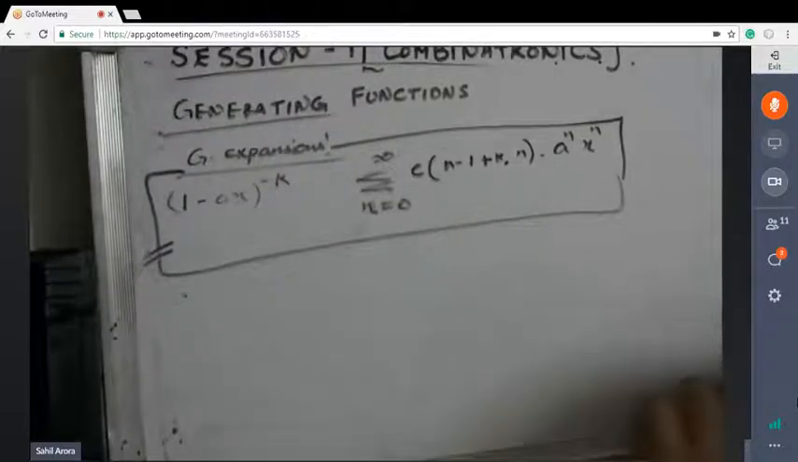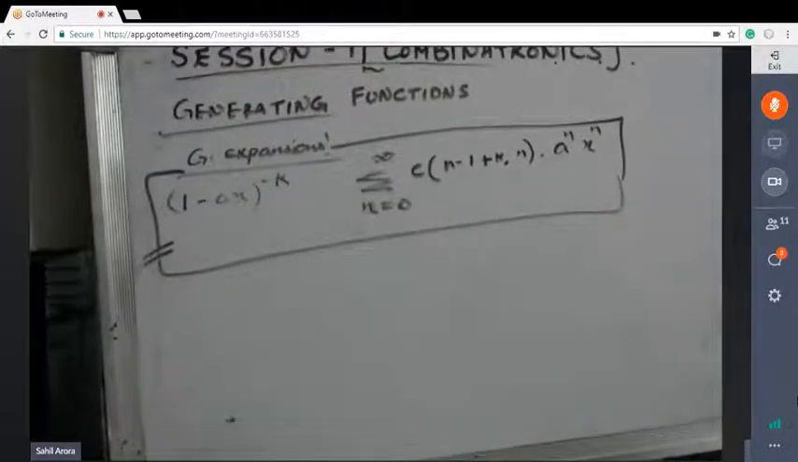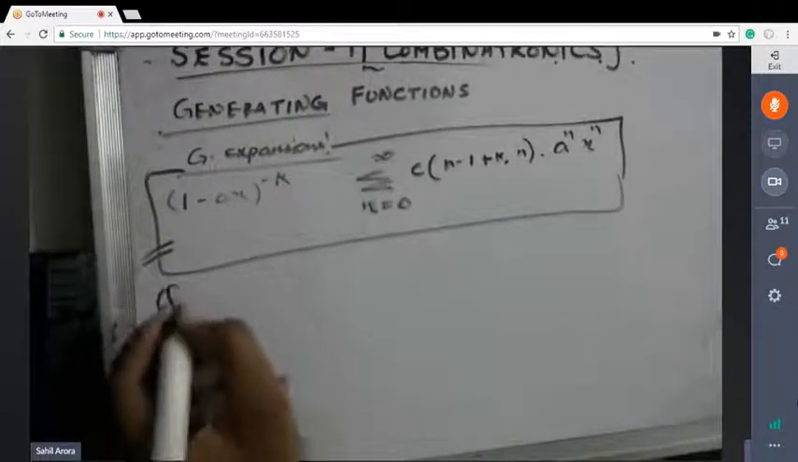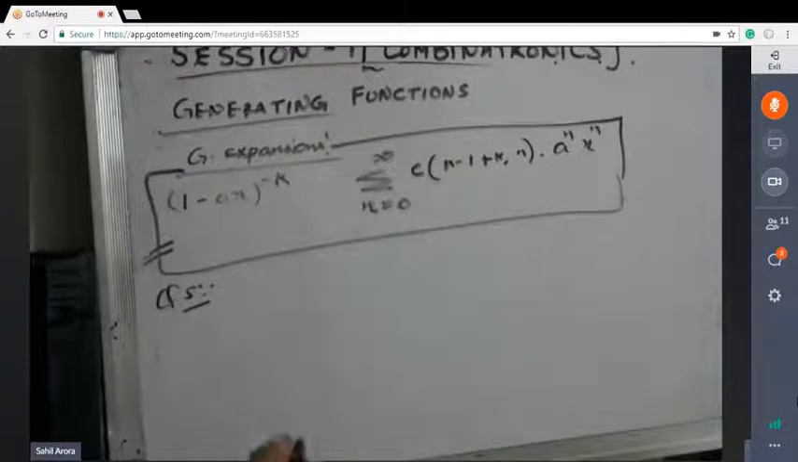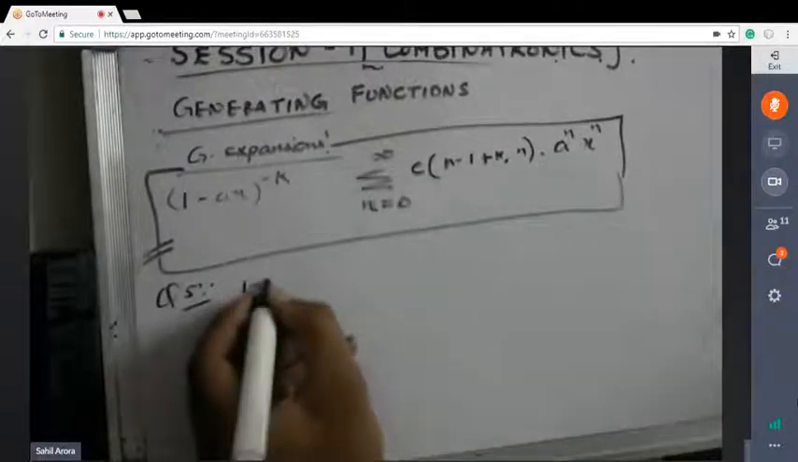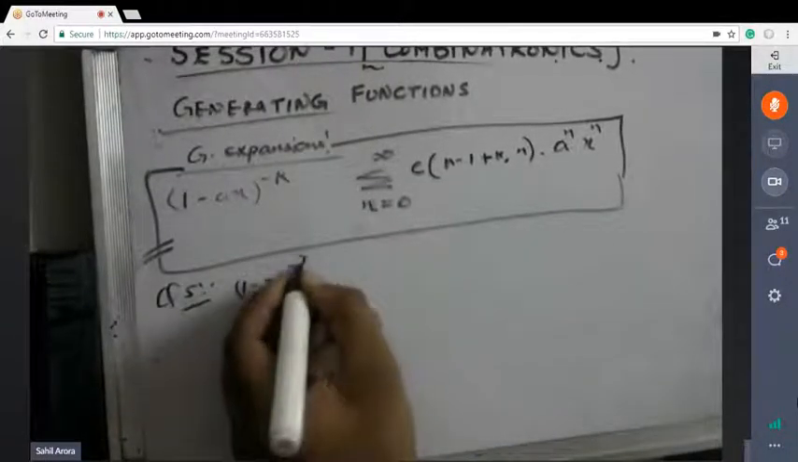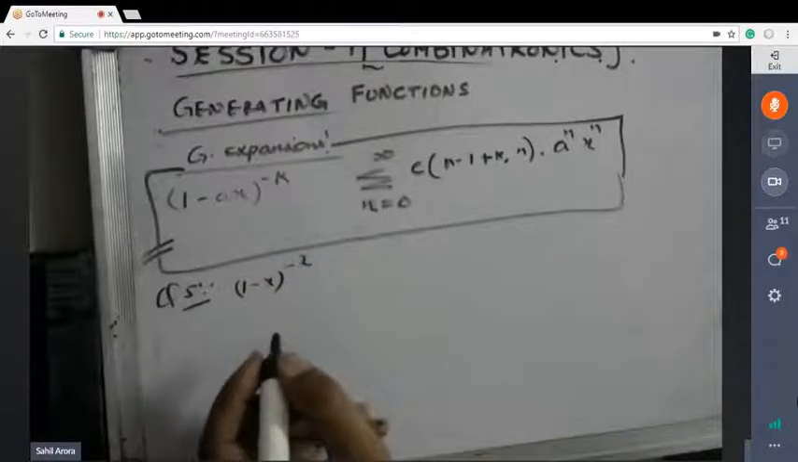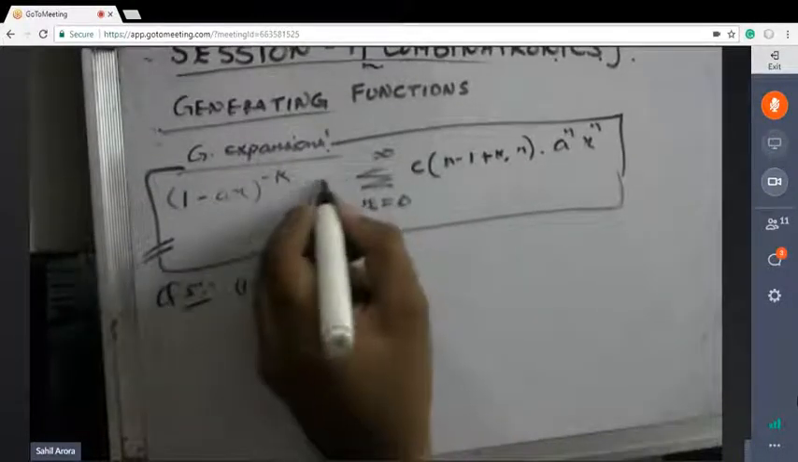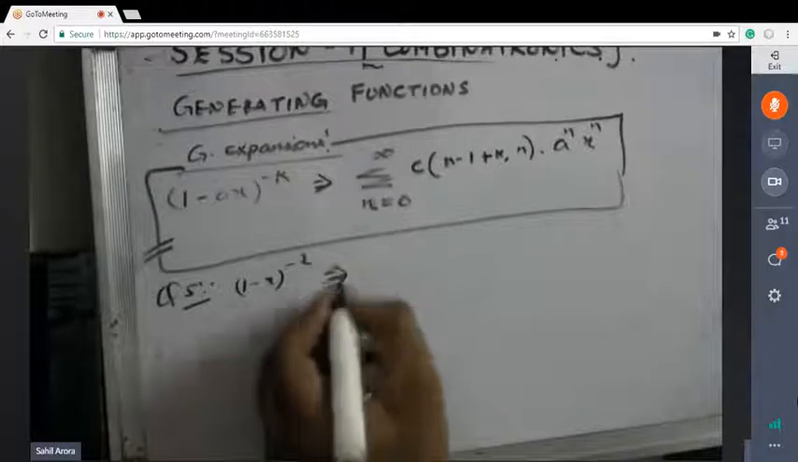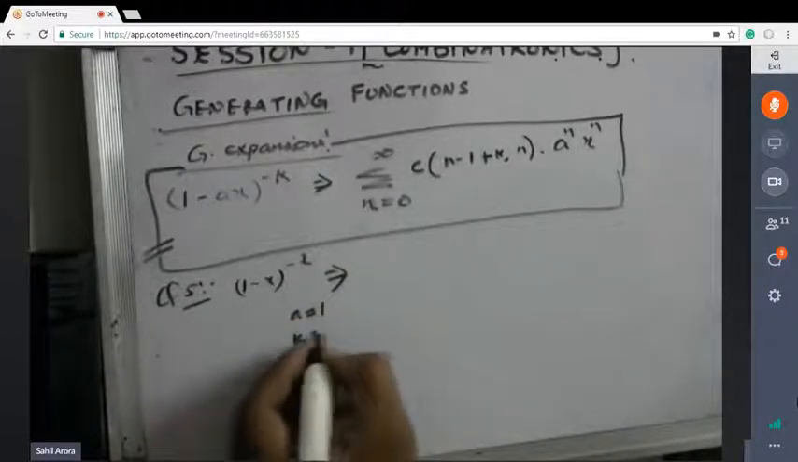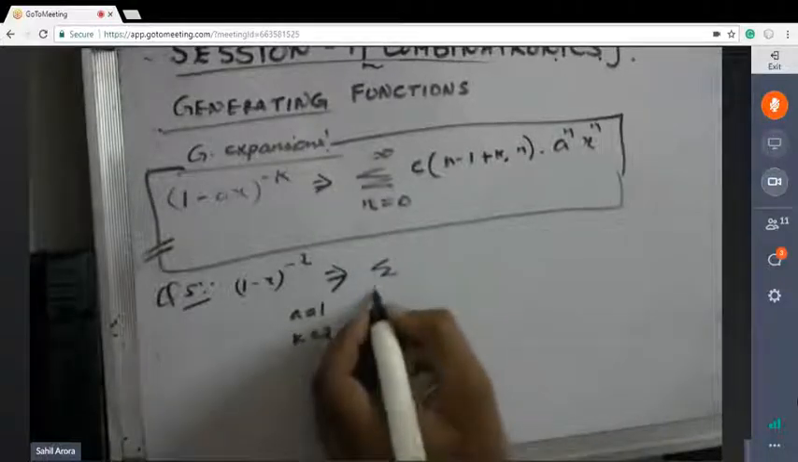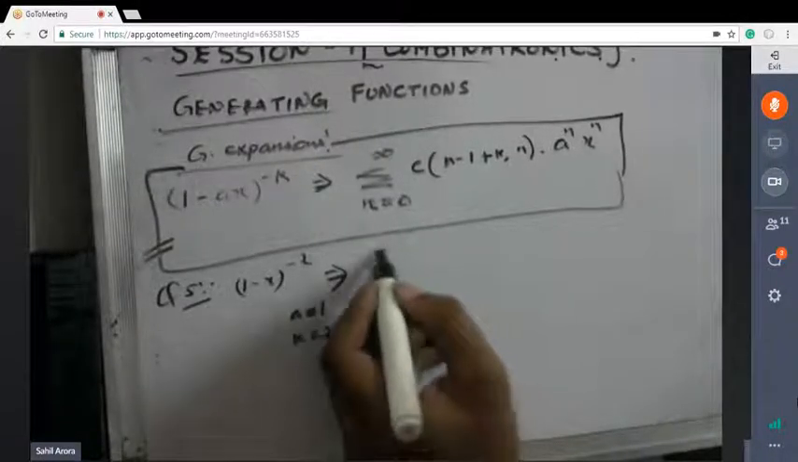Now let's try to apply this in one or two questions. Let's say question number 5 is you need to expand (1 minus x) whole power minus 2. So let's apply this formula. In this question, a is nothing but 1, k is nothing but 2. So apply the formula. It says n goes from 0 to infinity.